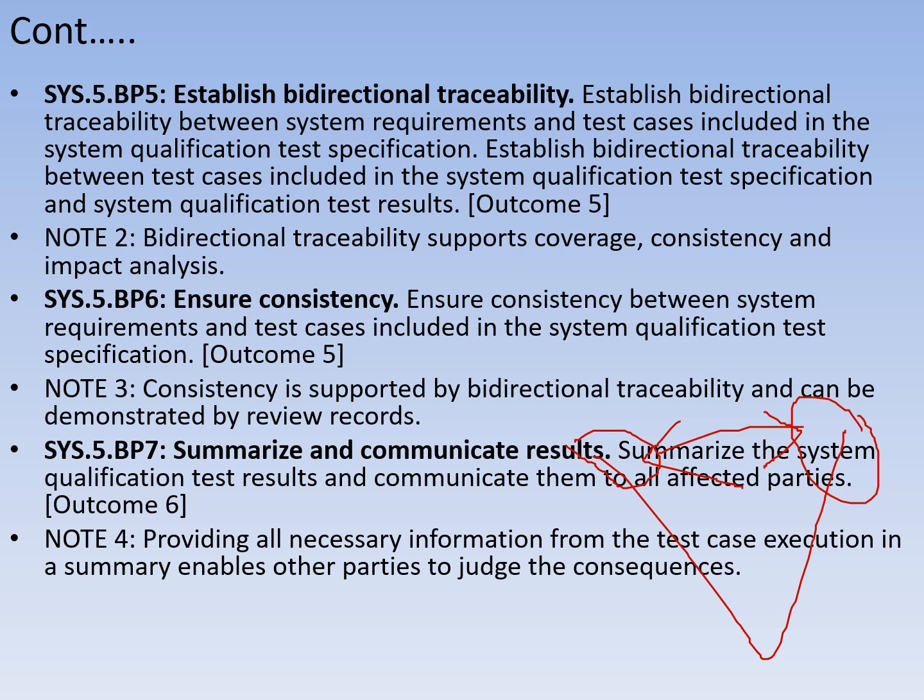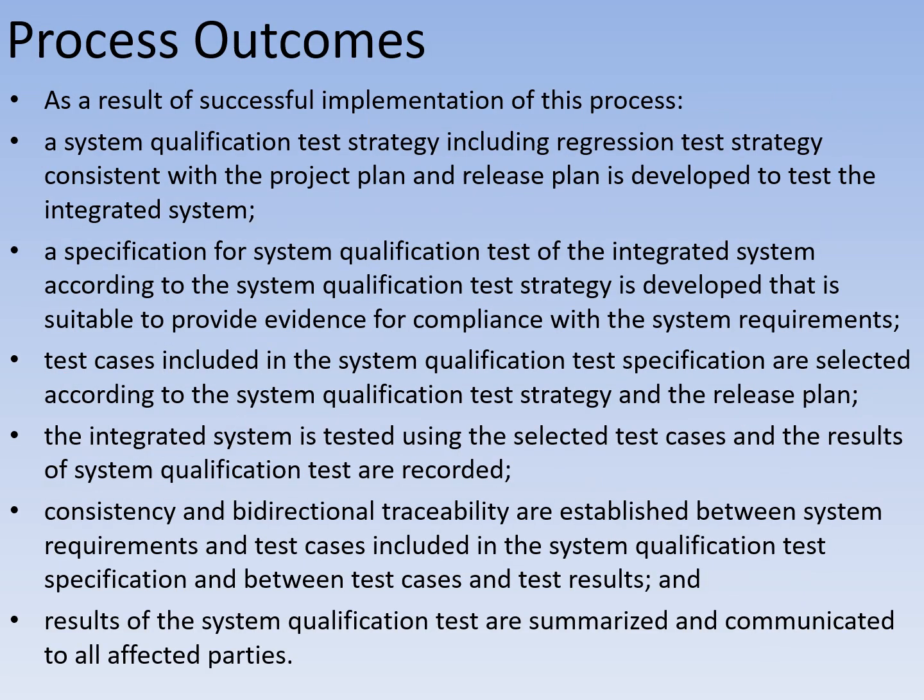Base practice 6: ensure consistency between the system requirements and test cases, and summarize and communicate the results. Well, this is a mandatory step. Once you complete all these things, you summarize the system qualification test results and communicate them to all affected parties, whether internal stakeholders or external stakeholders, internal customers, external customers, all the people who are involved in this. You clearly communicate the results.